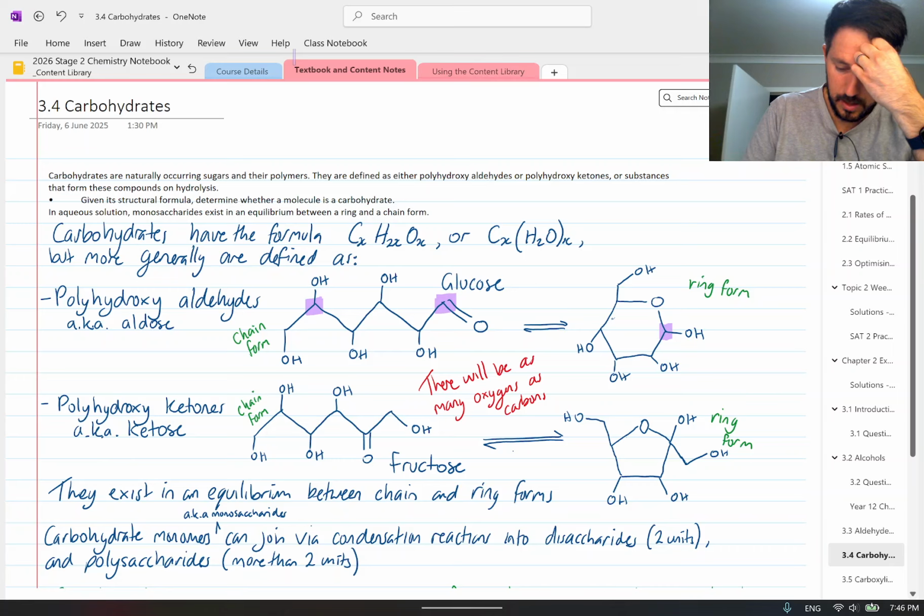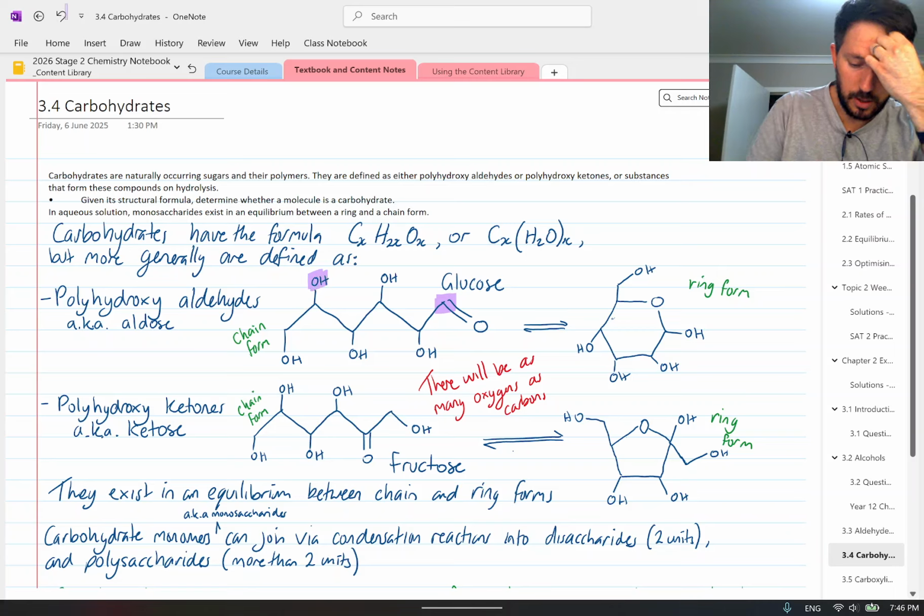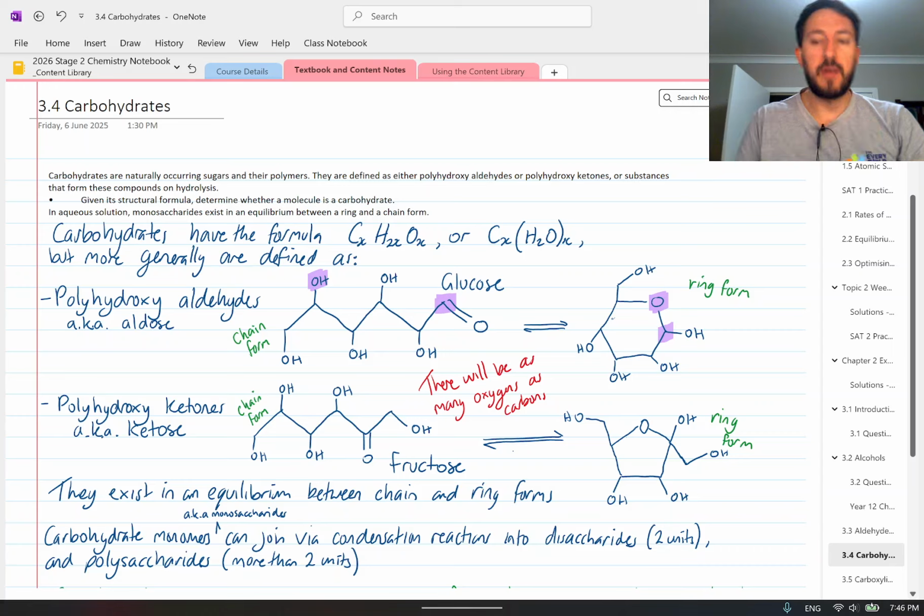Actually, sorry, I made a mistake there. So, that carbon will attach to this oxygen over here. So we end up with this carbon here and this oxygen here. You don't need to know the actual mechanism of how this happens, but just know that the oxygen that is within the ring was one of the OH groups, one of the hydroxyl group oxygens.